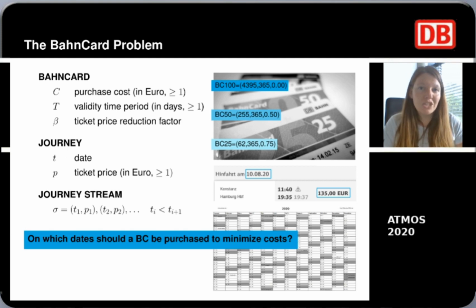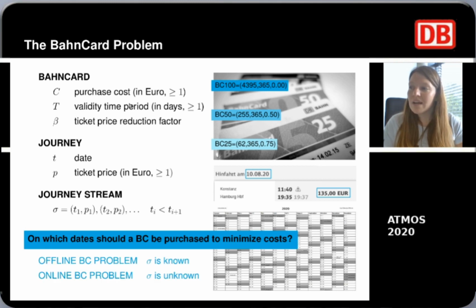So basically on each day you have to decide whether it will be worthwhile to purchase a BahnCard or not. And actually there are two variants of this problem, called the offline and the online version. So the offline version is God mode, where you know all of the train journeys ahead of you in your life until you die, so you can make fully informed decisions about what to do. And there's the more interesting and maybe more realistic online variant, where you don't know this journey stream sigma in advance, but at each particular date you only know what happened in the past, but you can't foresee the future.